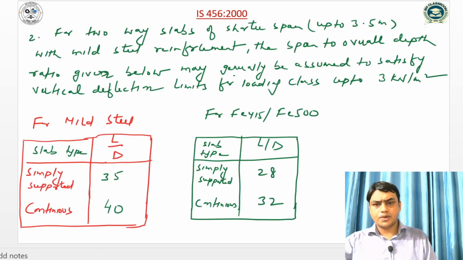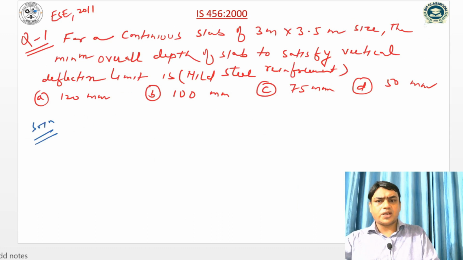So if I discuss the problem, for a continuous slab of 3 meter by 3.5 meter, here we can see that the larger span is 3.5 meter and the shorter span is 3 meter. So according to the shorter span, we have to compute the vertical deflection limit. The question asks for the minimum overall depth of the slab to satisfy the vertical deflection limit, where mild steel reinforcement is used.